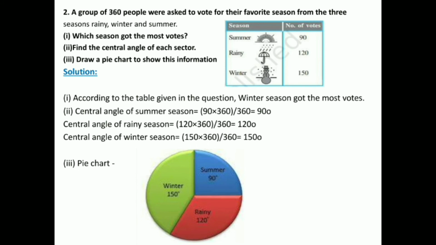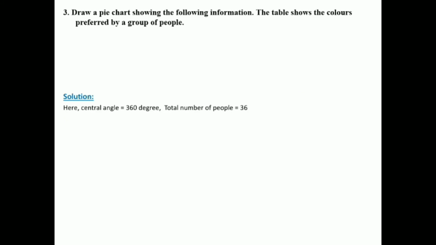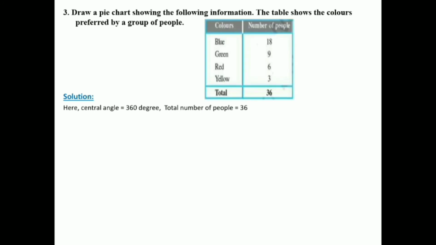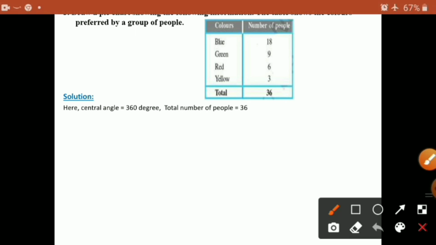Okay students, understood? This one is a very simple example. Now the next one: draw a pie chart showing the following information. The table shows the colors preferred by a group of people. Now we have to draw only a pie chart. Here the chart gives colors and number of people. The color blue has 18 people, that is, 18 people like the blue color.